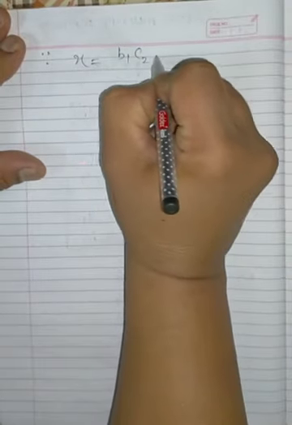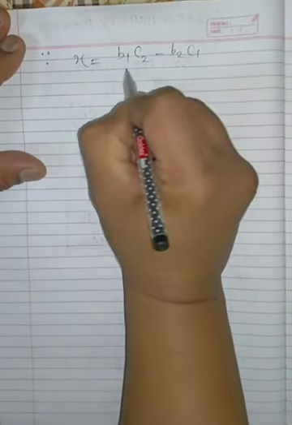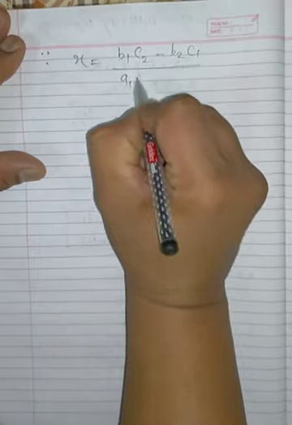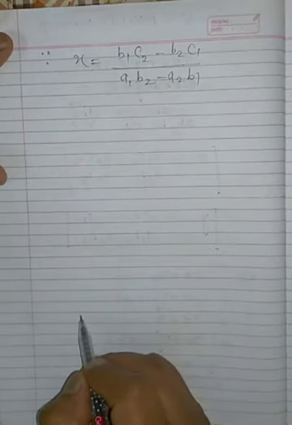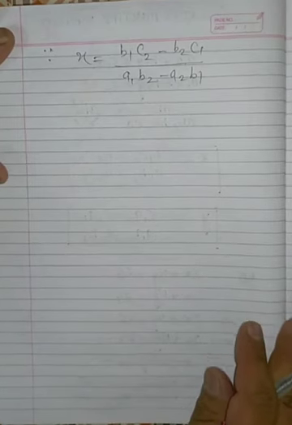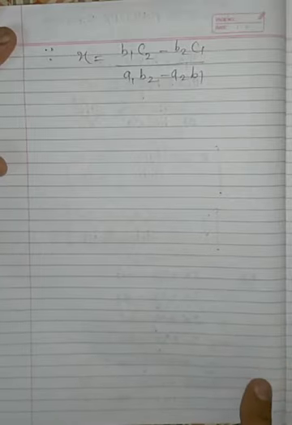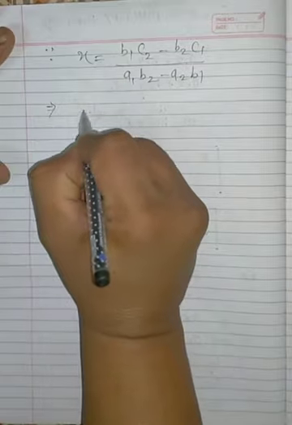So we have x is equal to b1 c2 minus b2 c1 upon a1 b2 minus a2 b1. Children, you have to write this formula many times so that you will learn it easily. The more you practice this formula, the easier it will be for you to learn. So let's put the values.